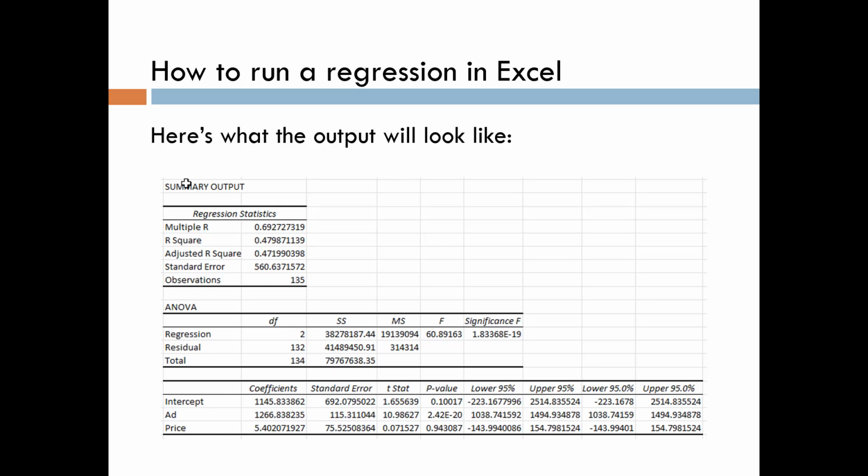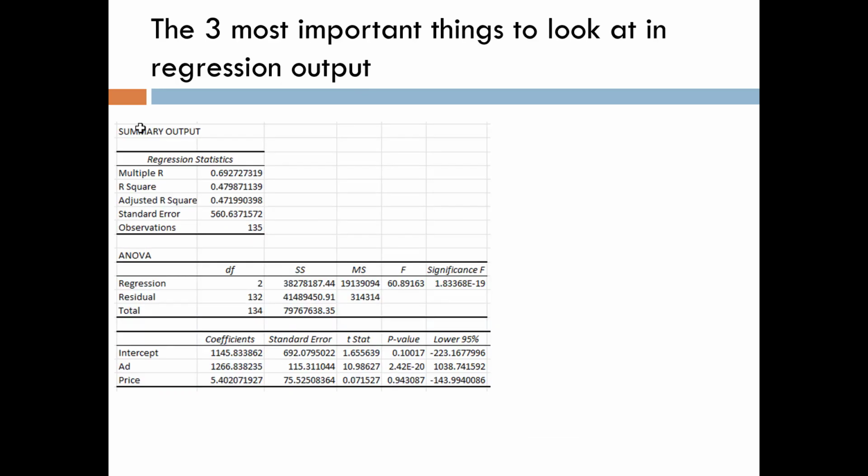Here's what the output will look like. There are 3 sections. The first called Regression Statistics, the second called ANOVA for Analysis of Variance, and the third showing the regression coefficients and the intercept. That's a lot of numbers to digest, but luckily you can ignore most of them. Here are the 3 most important things for you to look at in the regression output.